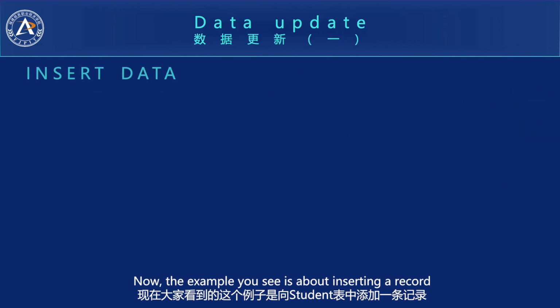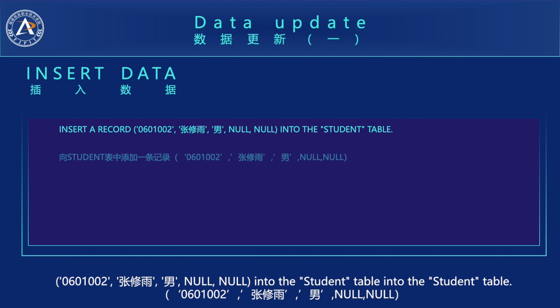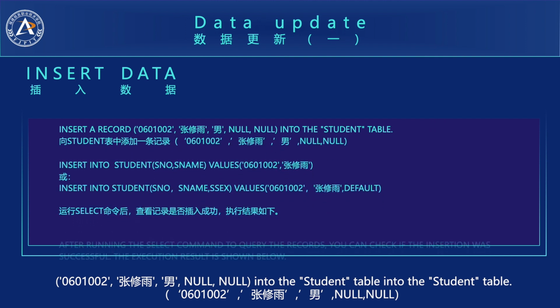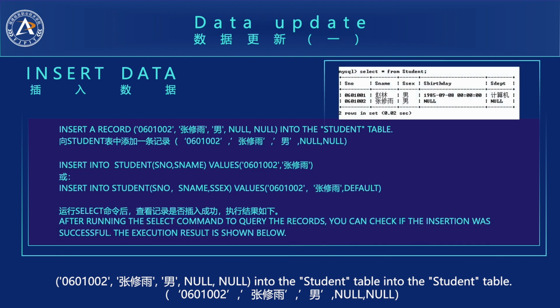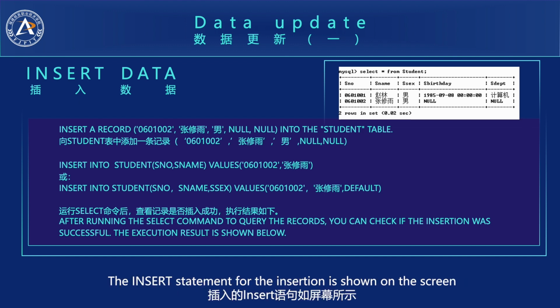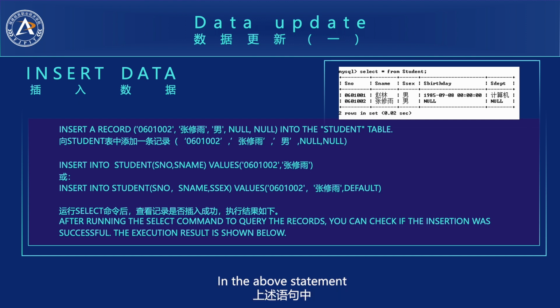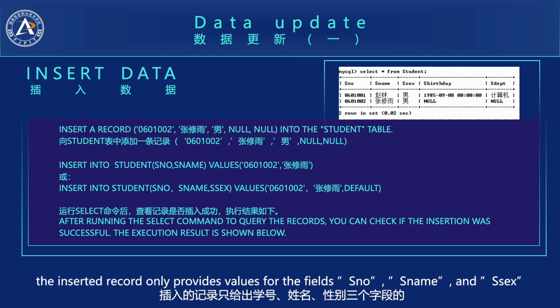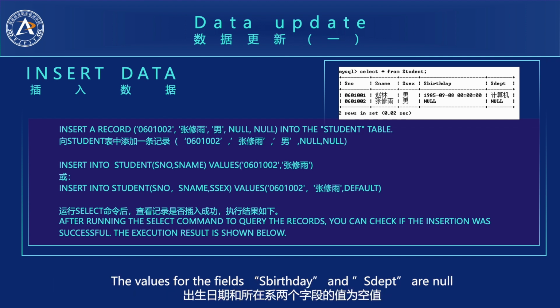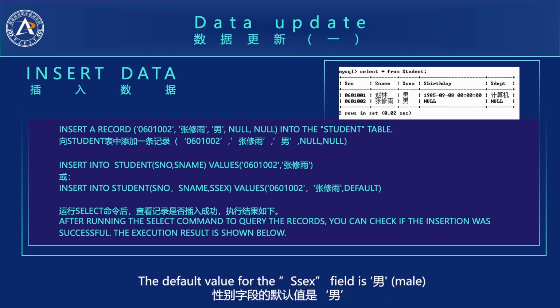Now, the example you see is about inserting a record 0601002, Zhang Xiaoyu, male, null into the student table. The insert statement for the insertion is shown on the screen. In the above statement, the inserted record only provides values for the fields sno, sname, and sex. The values for the fields birthday and sdept are null. The default value for the sex field is male.